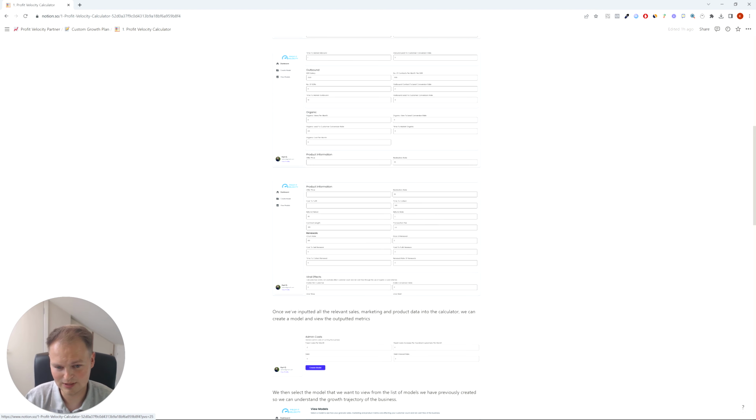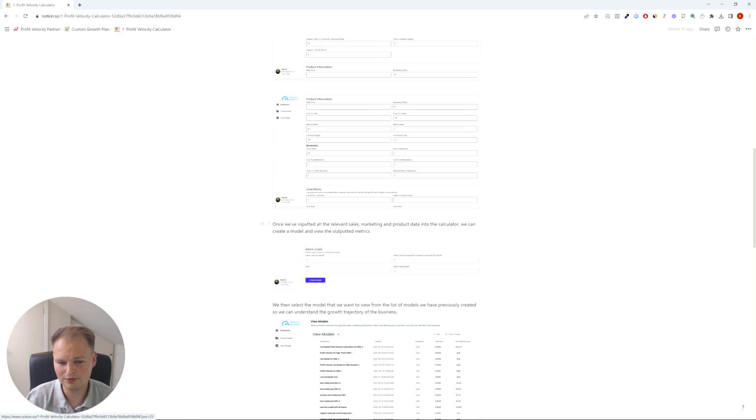and then we've got product information. So we've got the offer price, the price that you're selling your offer at, the cost to fulfill, realization rate, refund rates, the time to collect. Is it a 90-day payment plan? Is it collected up front in 1 day? Is it 365 days? This all impacts the profit velocity score.